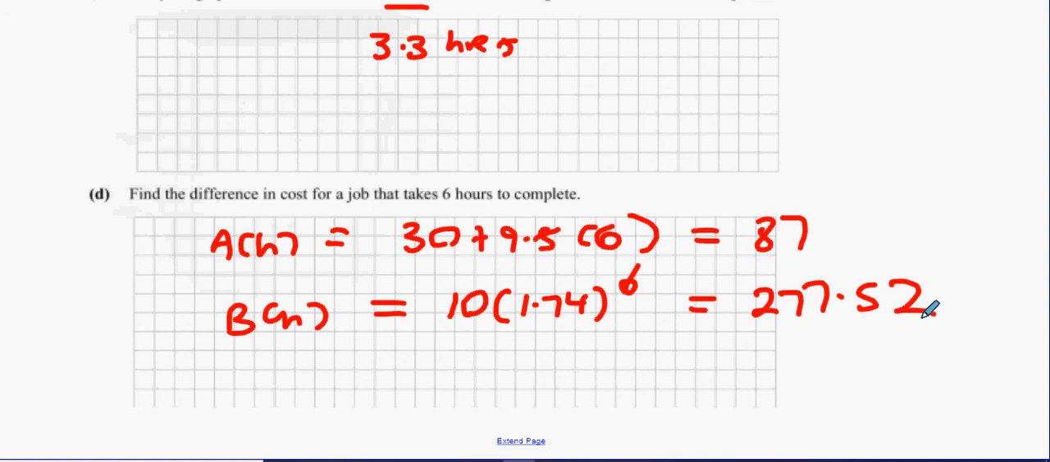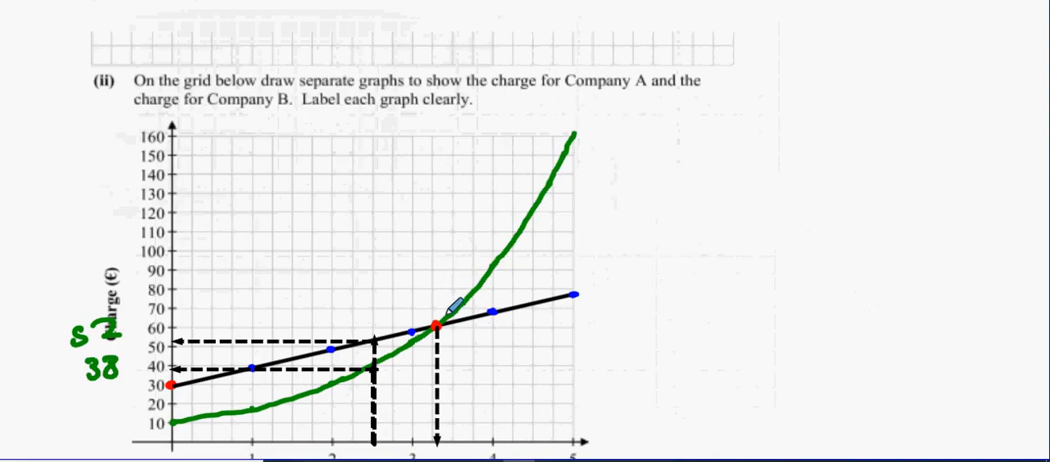Company B has the exponential growth. So Company B is just going to skyrocket upwards. The more hours, it's exponential growth. You don't want that. All right? Exponential growth. So you're going to hire Company A.